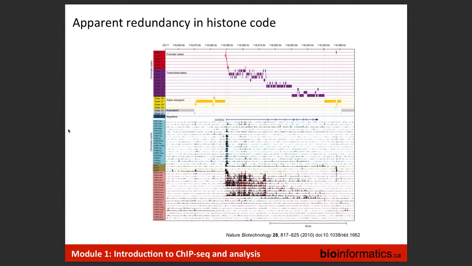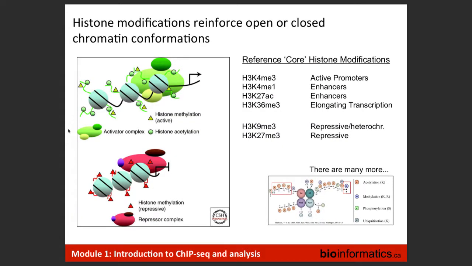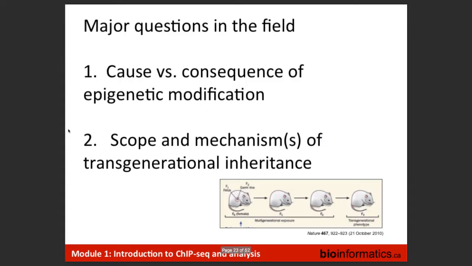But that kind of leaves open the question, why are all these modifications there? What is the cell doing with them? Those are still open questions in the field. It's not clear what this redundancy is doing. It's not clear whether some of these other marks, and it's probably likely that some of these other marks, are specific for states that we perhaps don't understand as of yet. But that's how this set of six marks was selected, and this has really become the reference set of histone marks that are used in the field currently.